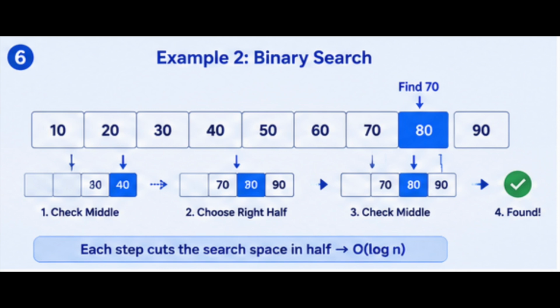Just like that, we have eliminated half of the array with a simple comparison. Now we are left with 60, 70, 80, 90. Again, we choose the middle. This time the middle is 70. Is it our target? Yes. We are done. Notice what happened. We found the number after checking only two elements. We never looked at 10, 20, 30 or 40. We didn't need to. The sorted order helped us eliminate unnecessary work.